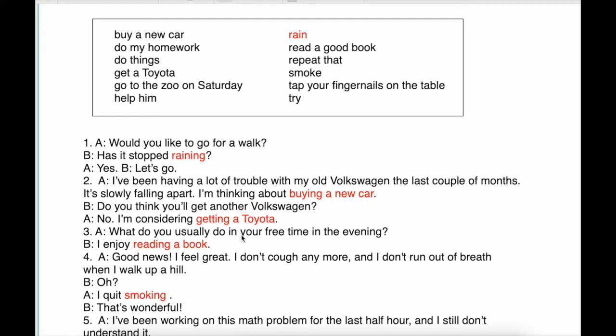What do you usually do in your free time in the evening? I enjoy reading a book. Verb and gerund. 4. Good news. I feel great. I don't cough anymore. Cough, you know that. Öksürme. And I don't run out of breath when I walk up a hill. Oh, I quit smoking. Sigara içmeyi bıraktım.